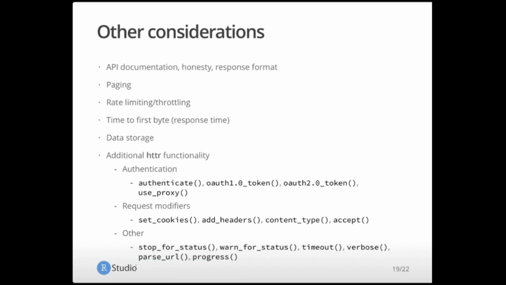And finally, there are some other helpers that make life a little bit easier. Stop for status and warn for status, we've already talked a bit about. You can also set a timeout, again, for those long response times. You can set it to verbose, which will give you a lot more information about the HTTP conversation, request and response. Parse URL, progress, things like that. So there's quite a bit in there. I would definitely recommend taking a look at the vignettes in the httr package on CRAN.